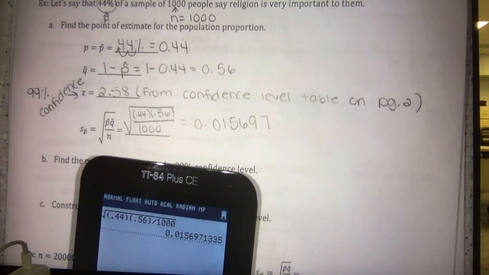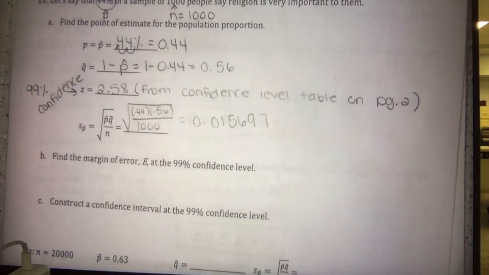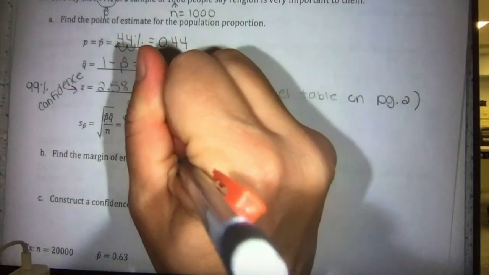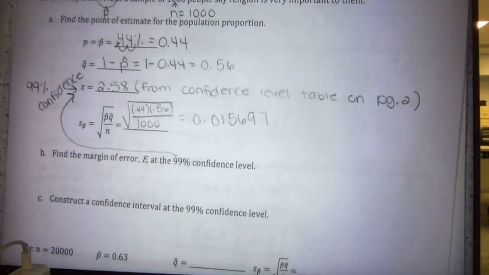That's part A. Part B says we're going to use all of this stuff to find our margin of error, just like we've been doing. Oh, right here I put at the 99% confidence level. So I took this to go up here. The first example, I just wanted to break it down and kind of see everything. Usually they just give you, here's the problem, go. They don't break it down for you.